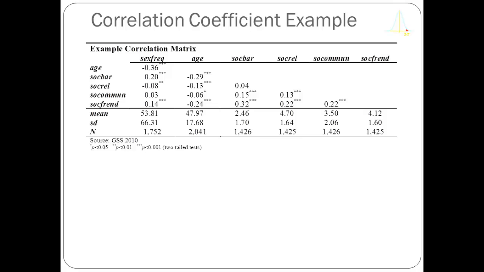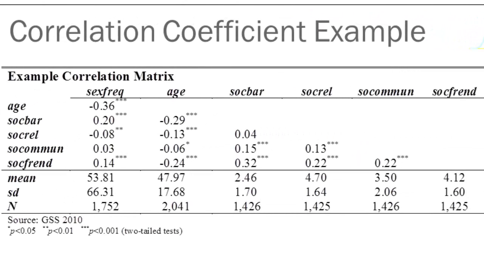Here's an example of a publication-ready table showing a correlation matrix. It's got some of our old friends here in terms of variables. We're looking at the correlations between sexual frequency, age, and here we have some new variables: sociability, measured by how frequently people go to bars, how frequently they visit relatives, how frequently they visit friends, and how frequently they visit people in their community.